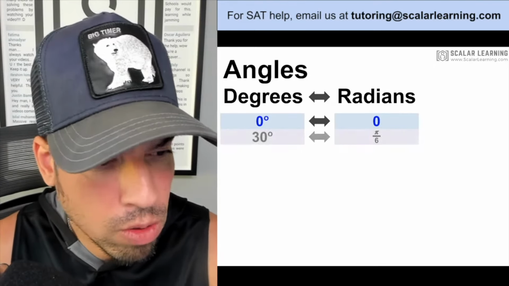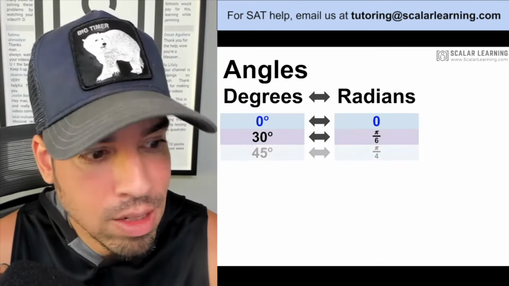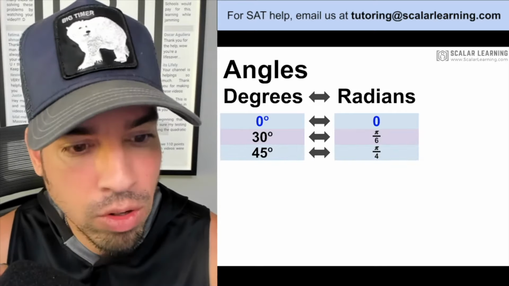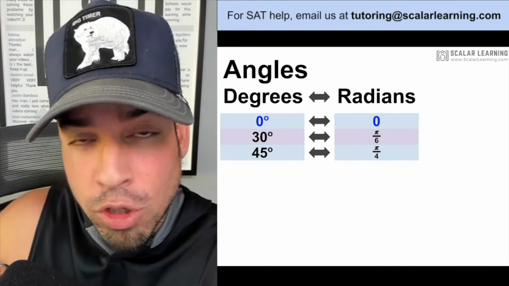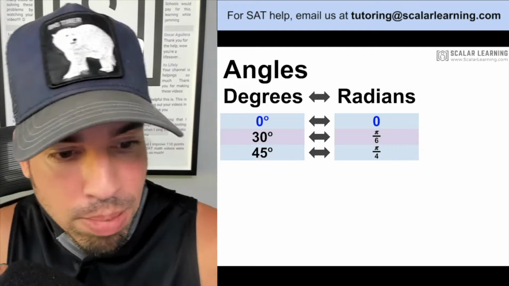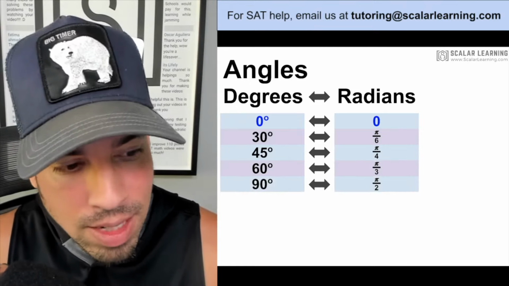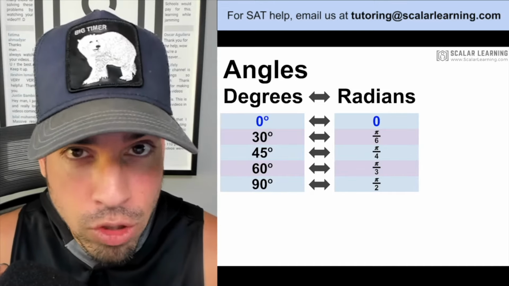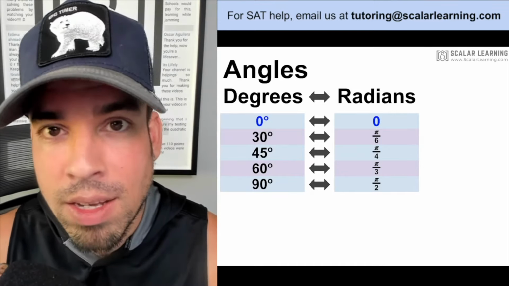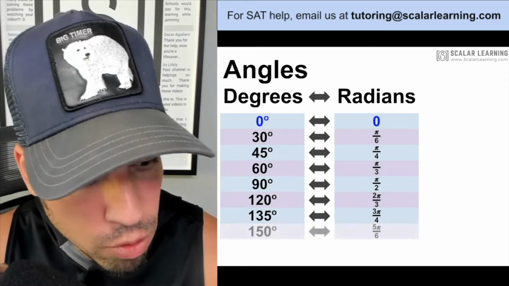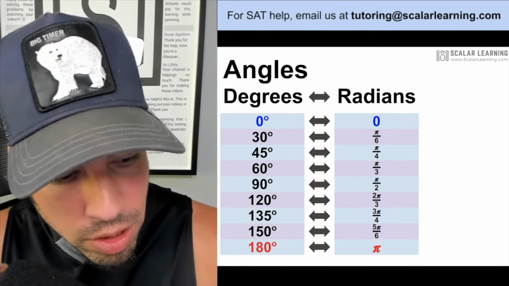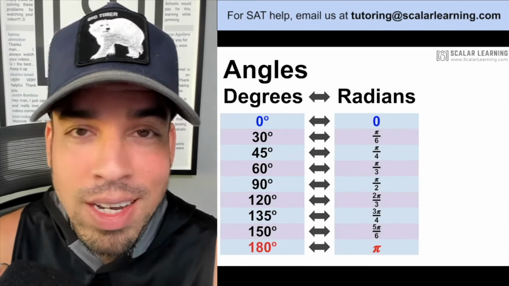0 is, of course, 0. 30 degrees is pi over 6. 45 is pi over 4, okay? And to do the conversion, I'm going to show you in a second, there's a formula you can apply, but just to see some equivalencies, 60 is pi over 3. 90, that's an important one. That's pi over 2. And that makes sense because 2 pi is 360. And then we've got a few more that are very important. But the most important is 180 degrees equals pi.